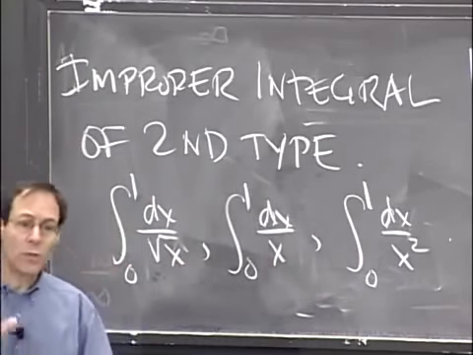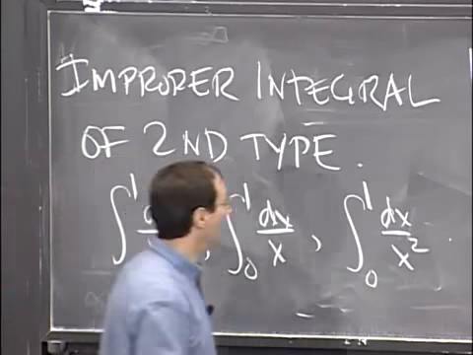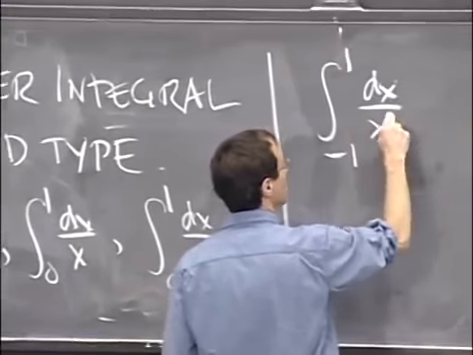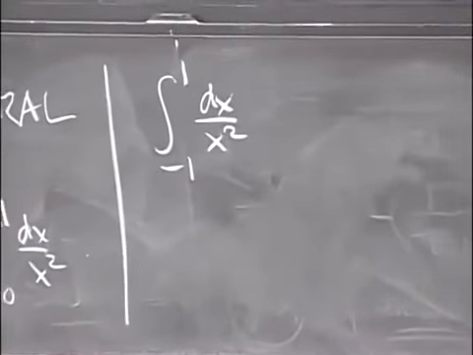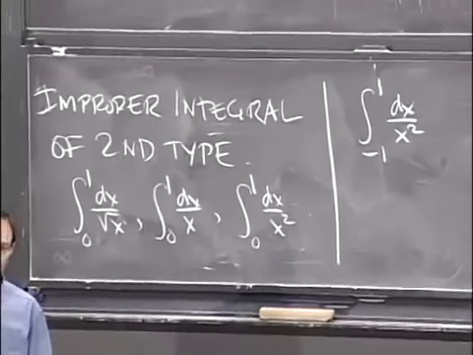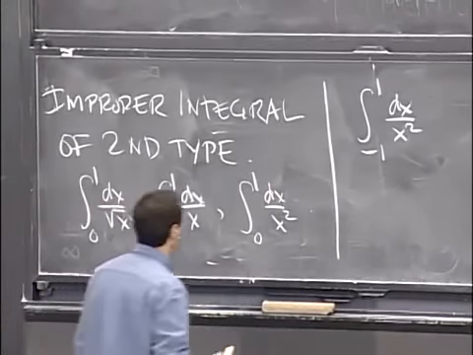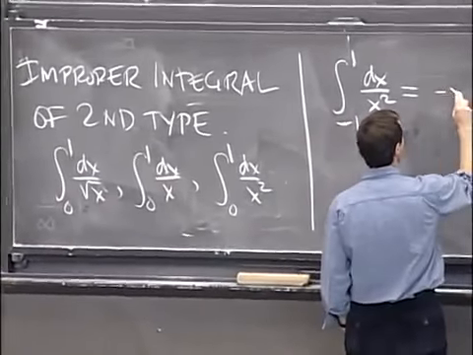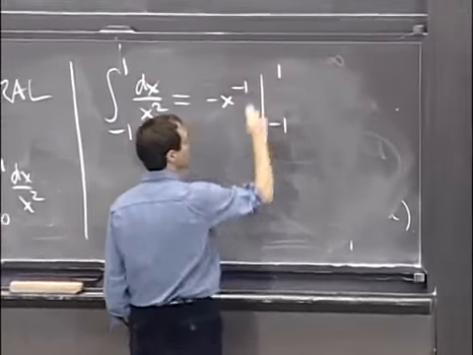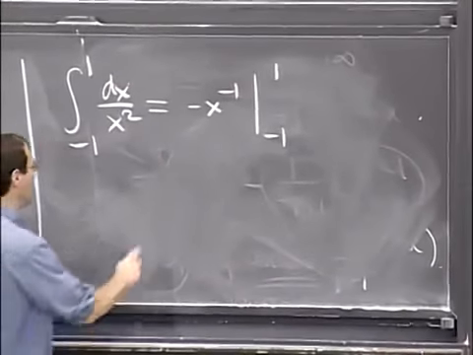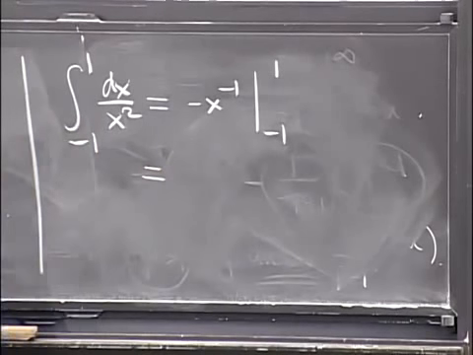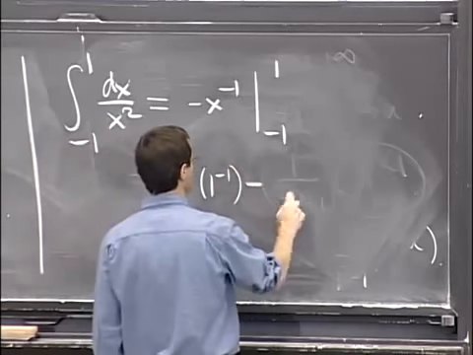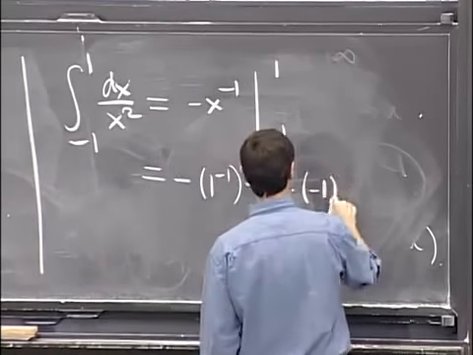However, I want to warn you that you can fool yourself, so let me give you a slightly different example. Let's consider the integral from -1 to 1 of dx over x squared. If you carry out this integral without thinking, you'll get the antiderivative, which is minus x to the minus 1, evaluated at -1 and 1. And you plug it in, okay? And what do you get? You get -1 to the power -1, minus minus (-1) to the -1.